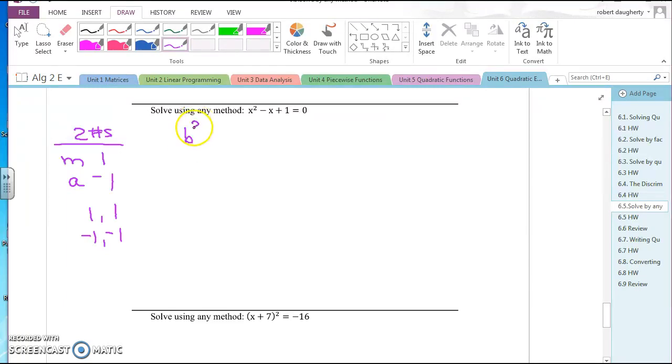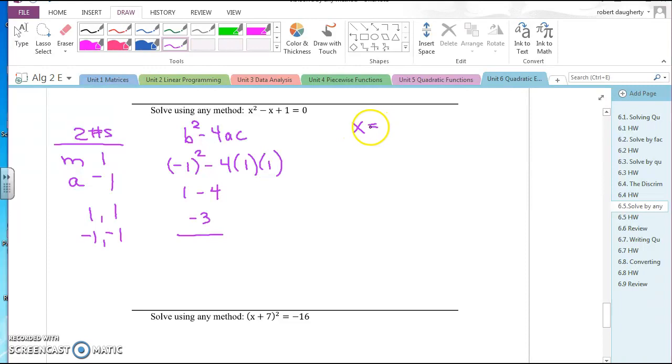So b squared minus 4ac, that's going to be negative 1 squared minus 4 times 1 times 1. This is 1 minus 4, which is negative 3, okay? So the discriminant is negative. I'm going to have complex roots. That's why this would not factor.